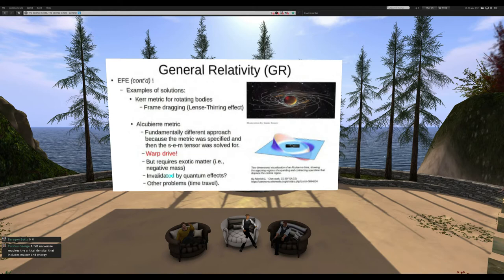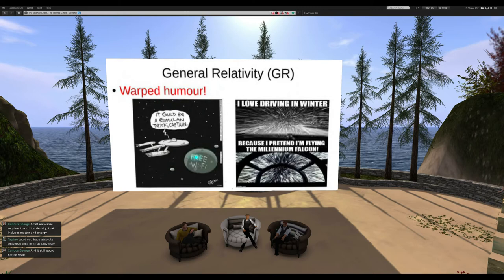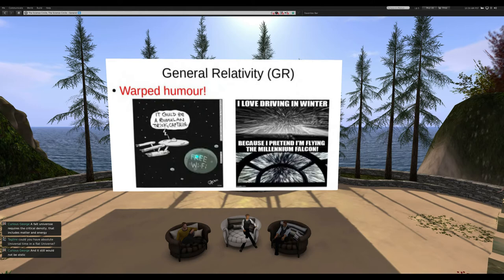Would it actually work? Because you need something called negative mass, or maybe there are other ways of doing it. This could be invalidated by quantum effects. Maybe you'd have time travel. I wanted to spend a long time talking about the warp drive, but there just isn't enough time, so I have to talk about quantum gravity.